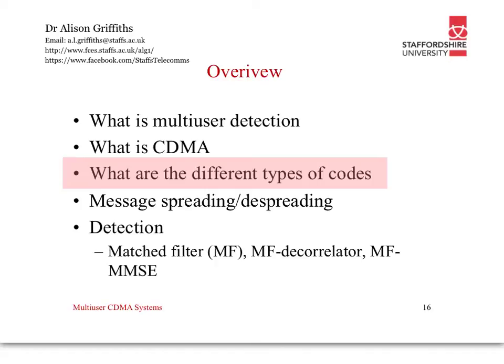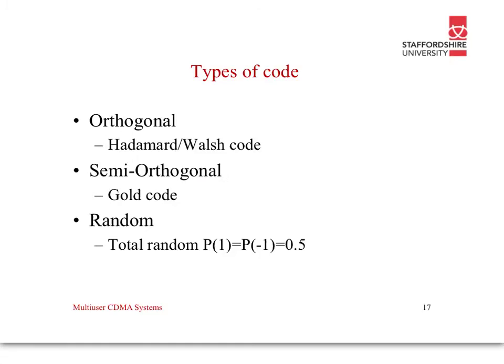So we've talked about what CDMA is. Now we're going to talk about the different types of codes. They are grouped into 3 categories. Orthogonal, these are the perfect ones, the Hadamard-Walsh, so each code has no effect on the other code. Semi-orthogonal, and we'll explain why we need semi-orthogonal, and these are known as gold codes. And then just a totally random code.